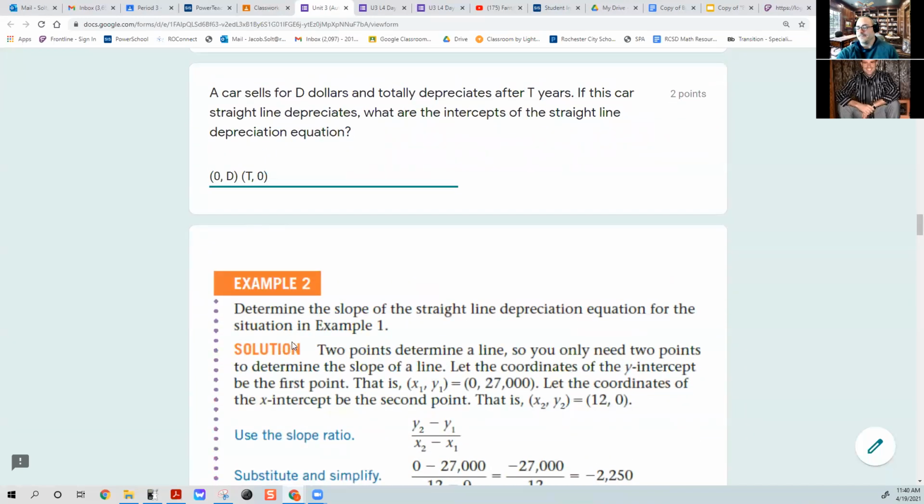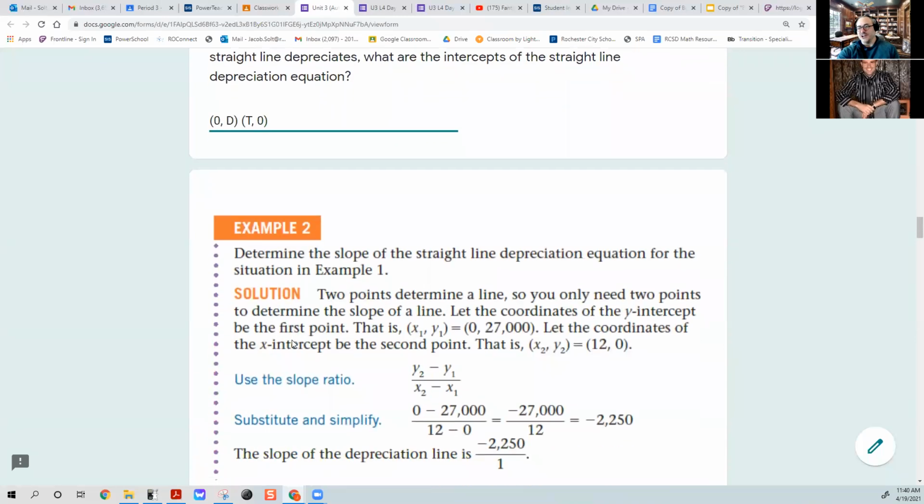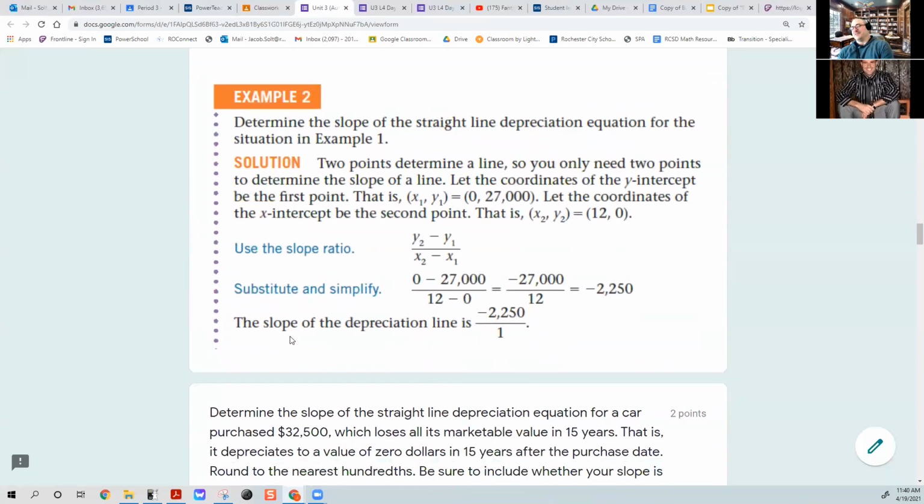Okay, Example 2. Now we're going to jump into slope. Mr. Crane-Buell and I are just excited about slope, right? That's what math teachers, we love this stuff. Determine the slope of the straight line depreciation equation for the situation in Example 1.